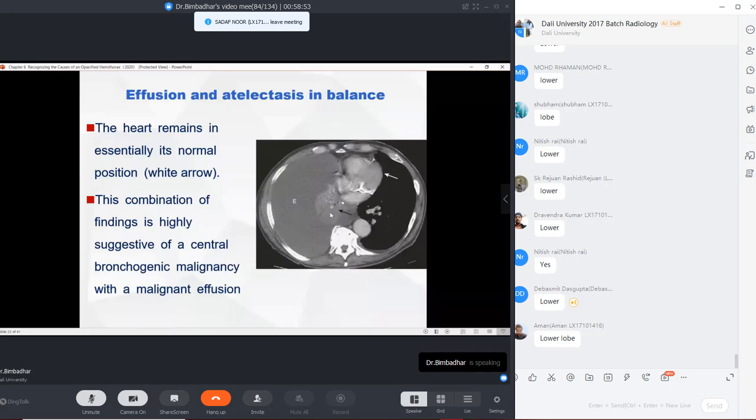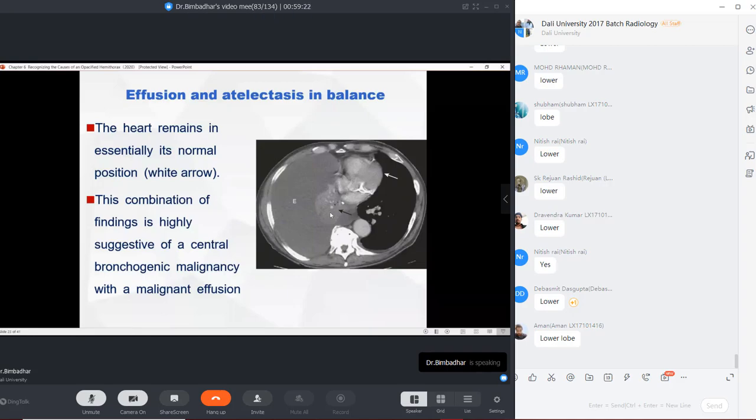Now pneumonia, like I was saying, will not be pulled towards this side or be pushed away. There will be no contralateral tracheal deviation. There will be no ipsilateral tracheal deviation and mediastinal shift. There will be no contralateral tracheal deviation and mediastinal shift. By that, first I can understand.